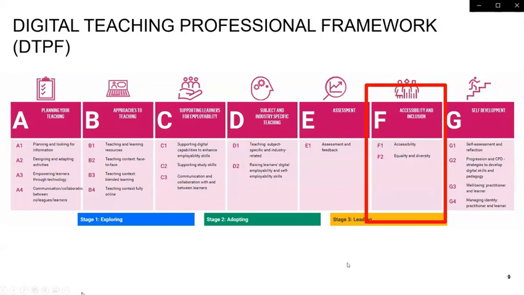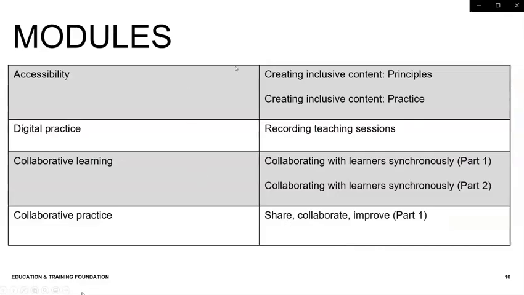Please note that the accessibility and inclusion modules are currently piloting the use of badges, and that what we learned from that before the 30th of March will inform our future practice. And all the modules are at 3 levels: exploring, adopting, and leading. And here are some of the modules that you might like to look at with reference to adapting content. As I've said, starting with the creative inclusive content principles.